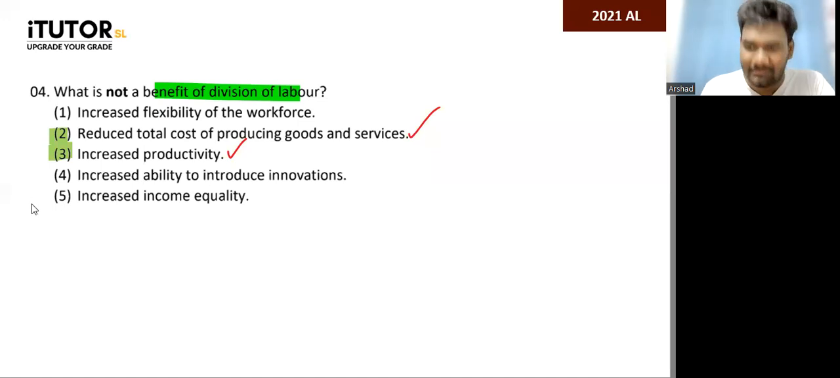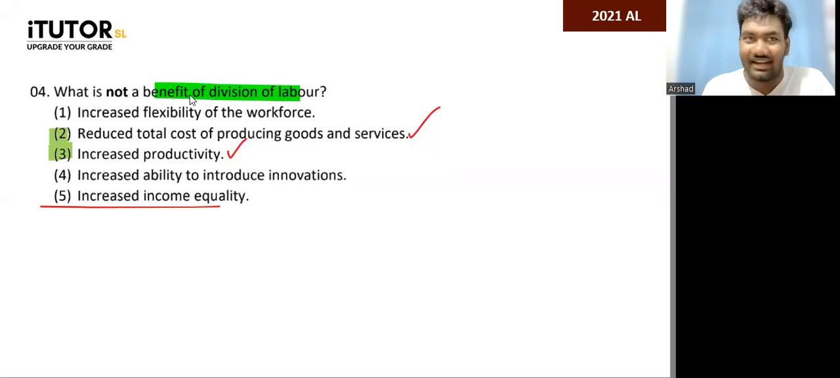I referred to the original marking scheme. I don't think that is wrong. The original marking scheme says number 5. Can someone else also confirm? This is what it says. It says increased income equality is not a benefit of division of labor. Okay. So now again, guys, this is a question that is debatable.